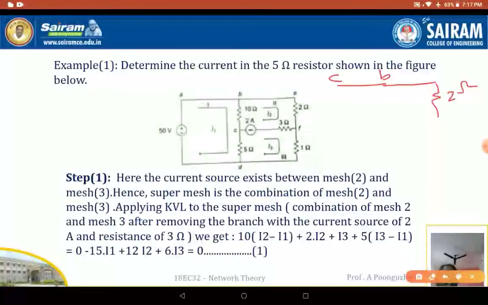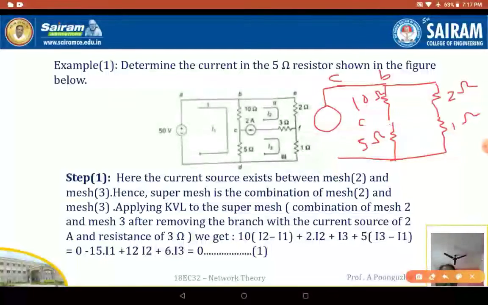this is your 2 ohm resistance, this is your 10 ohm resistance. So between 2 and 3 it is there. This is your C point, this is your 5 ohms. Here it is going to be your 1 ohm. So this current is going to be your 50 volts. Current through this is going to be I1. That means here the current is going to be your I1 current.